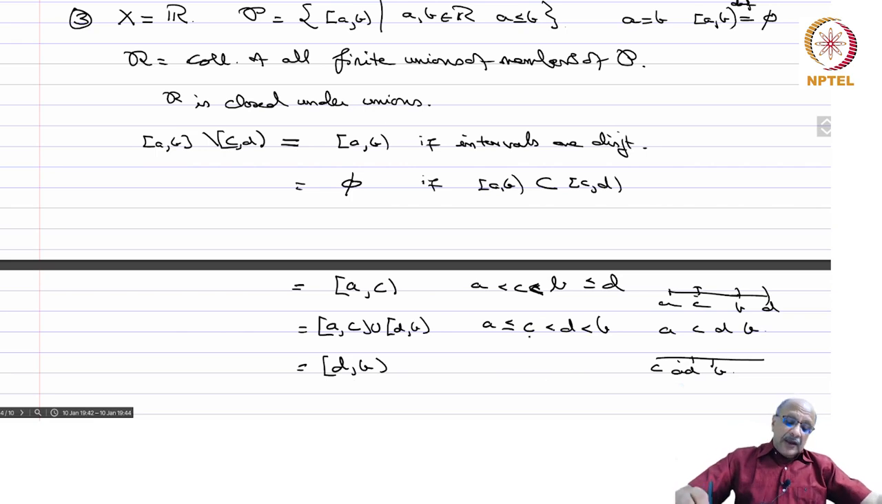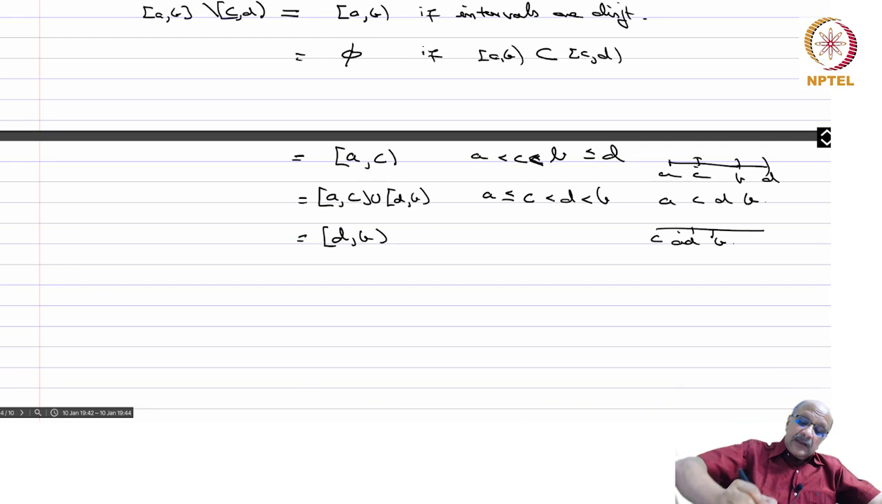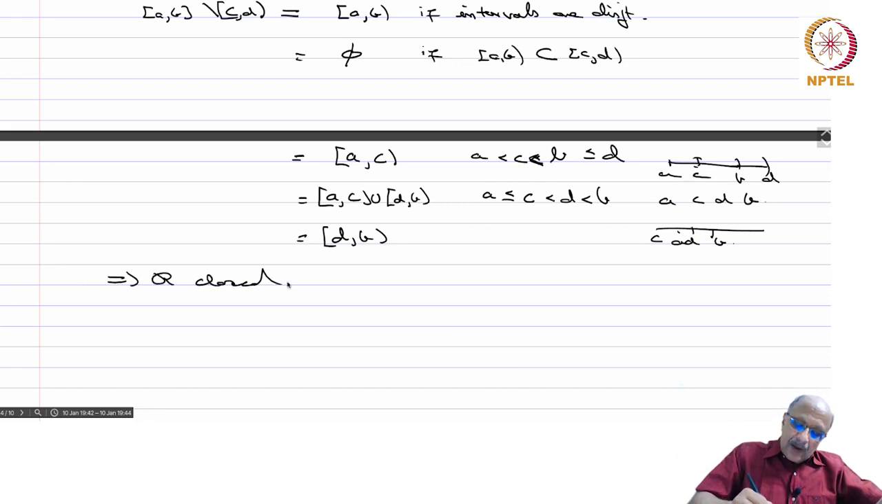So whatever kind of difference you take, you are only going to get either the same thing or a union of such intervals. And therefore, if you take any finite unions, they will again be combinations of these sets, and therefore this implies that R is closed under differences. And therefore this is a ring.